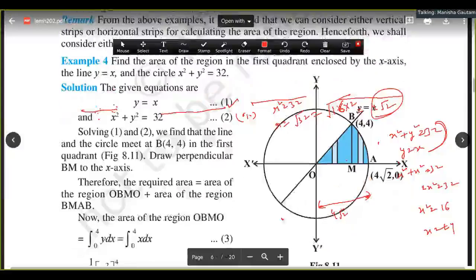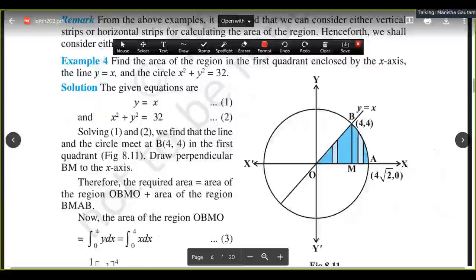Now you can see here x is equal to 4, y is equal to 4. x and y both will be the same. If x is minus 4, then y will be minus 4. This is a line, and the intersection points are (4, 4) and (minus 4, minus 4). Now we have to solve the question.